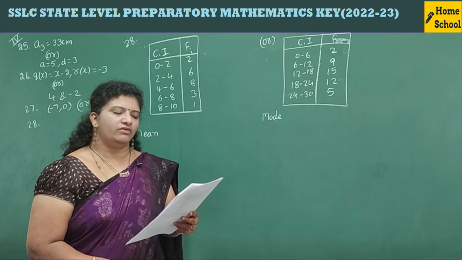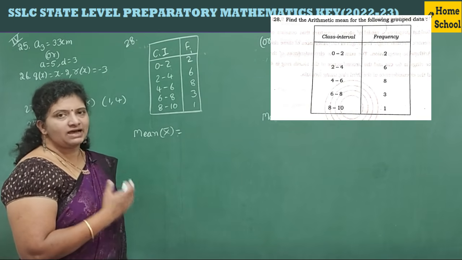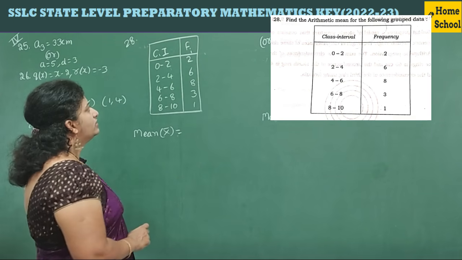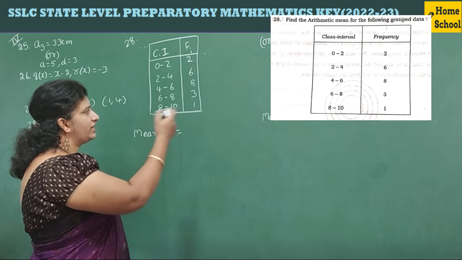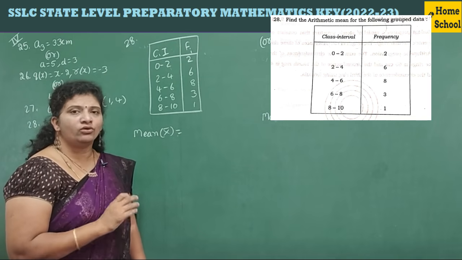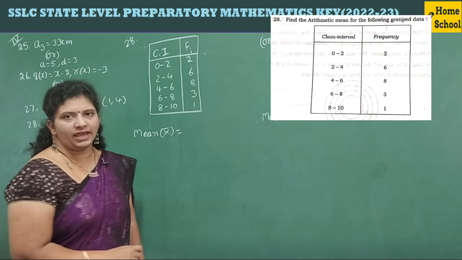28th problem. Find arithmetic mean for the following grouped data. You can see the table over there. Class interval and frequency given. 0 to 2, 2; 2 to 4, 6; 4 to 6, 8; 6 to 8, 3; 8 to 10, 1. We are going to find arithmetic mean. Arithmetic mean is represented by x bar.